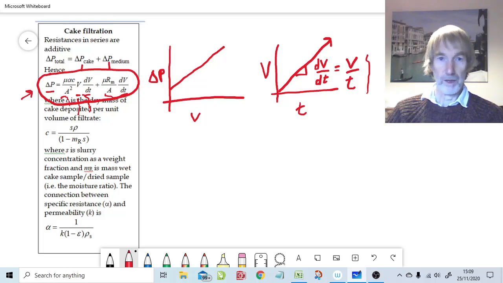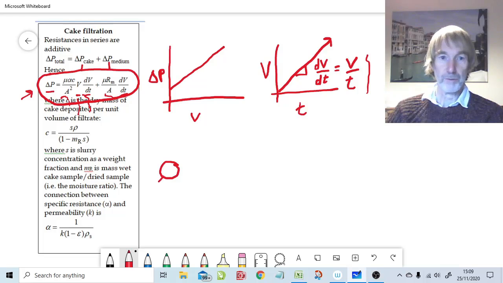Okay, well, I just want to take a little tangential viewpoint here. Why might we be interested in constant rate filtration? It is greatly underrated. Constant rate filtration is actually a very useful way to run a filtration. Very often, actually, it's the first stage of a constant pressure filtration.